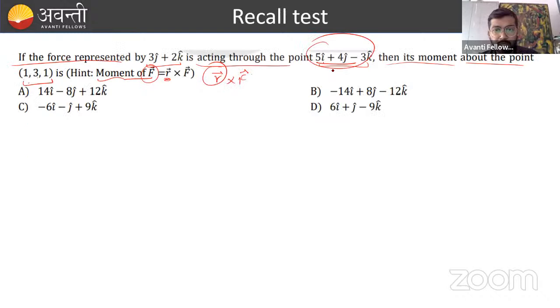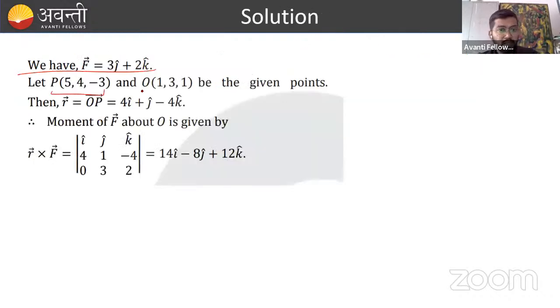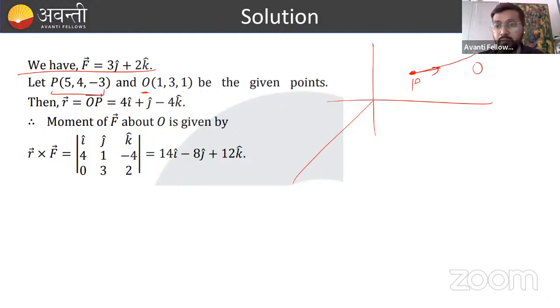So this is P and this is our point O, like if this was our 3D space. So here there is some point P, here there is point O which is given to us. The force is acting through this point, and we have to find the moment about this point. So the moment can be r bar cross f bar.